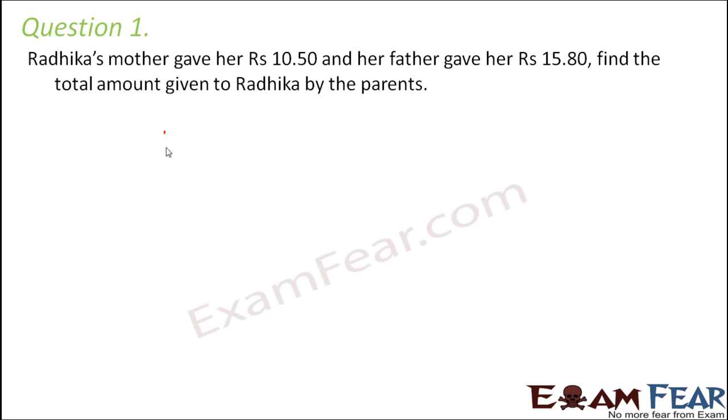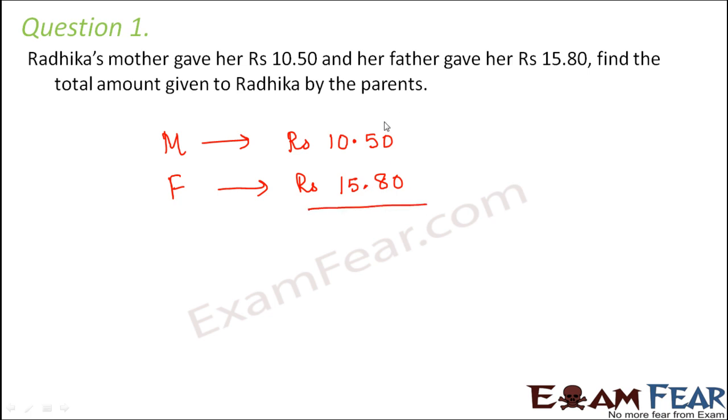Okay, so how much did the mother give? The mother gave her rupees 10.50. How much did the father give? The father gave her rupees 15.80. So how much is the total? All we need to do is add these two numbers. See, we have strategically placed the two numbers in such a way that the decimal points lie below each other. So now we just add it column wise and we start with the rightmost column.